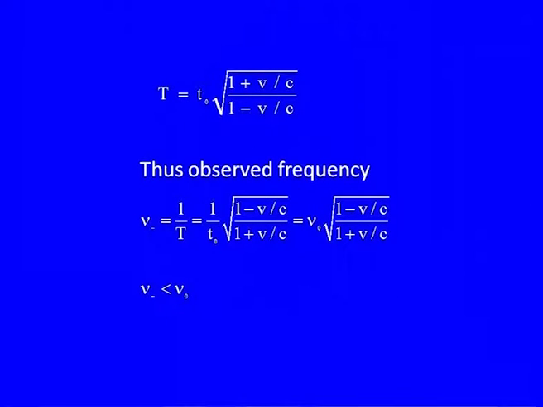Now, you just invert the expression that you see at the top of your screen, and then you relate T0 with the frequency, that is the frequency with which the light is being emitted by the light source, and then you immediately find what nu minus is. Then you can relate nu minus to nu 0, and you see that nu minus is actually less than nu 0 here.